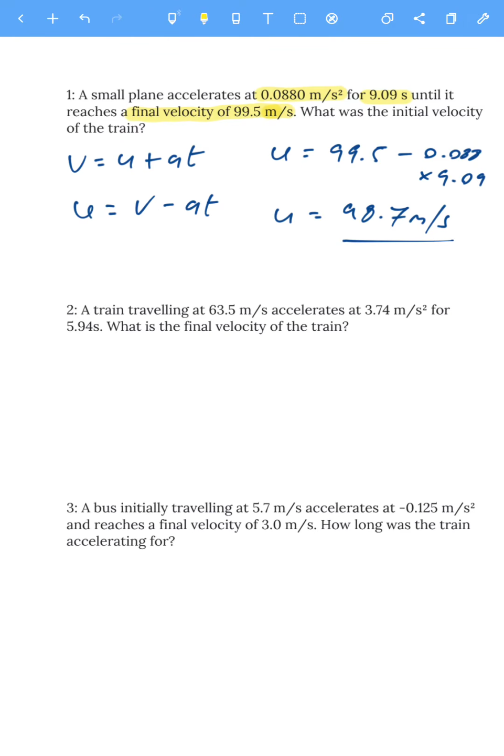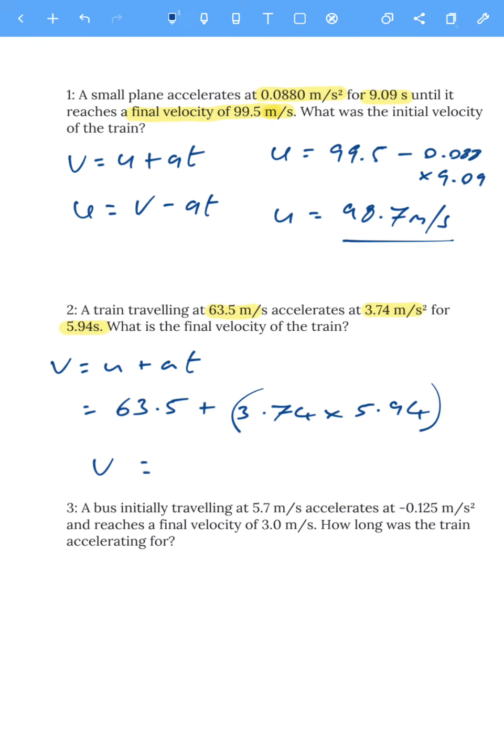Right, number two. We've got a train travelling at 63.5 meters per second, and it accelerates at 3.74 meters per second squared for 5.94 seconds. What is the final velocity of the train? On this one, we just need to use V equals U plus AT. We don't need to rearrange it, so we just need to put the numbers in. So the initial velocity is 63.5 plus the acceleration times time. So 3.74 times 5.94. You could bracket that if you wish. Calculate that, which gives us 85.7 meters per second.